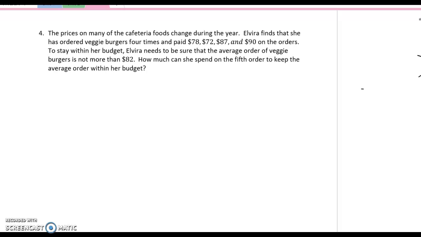All right, so here Elvira has ordered veggie burgers 4 times at these 4 different prices. She wants to stay within her budget. She needs to make sure her average order is not more than $82. So how much can she spend on the 5th order to keep within her average budget? Okay, so not more than $82 means less than or equal to $82. So we need her average order to be less than or equal to $82.